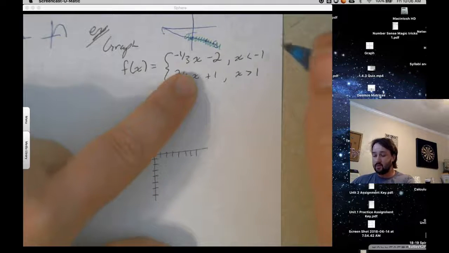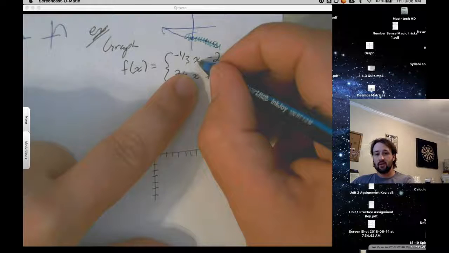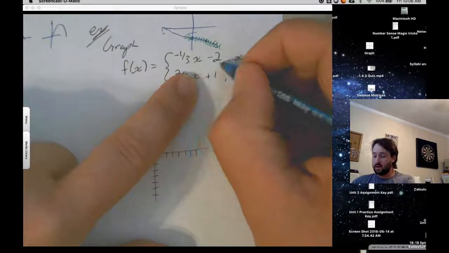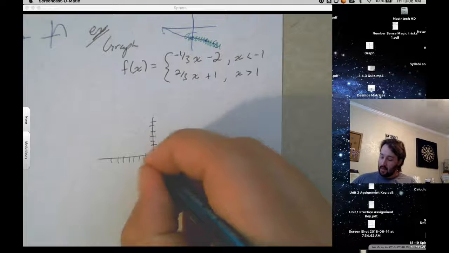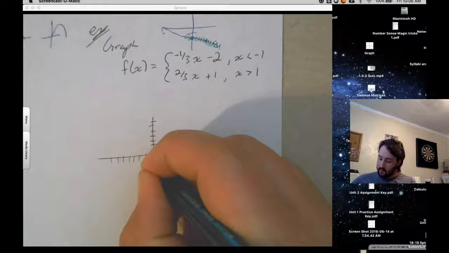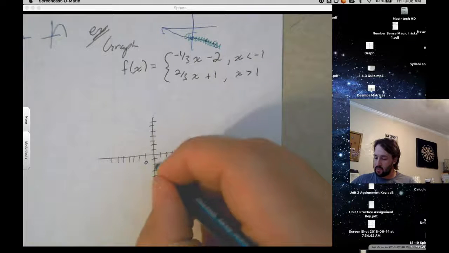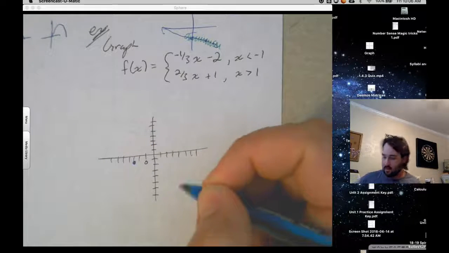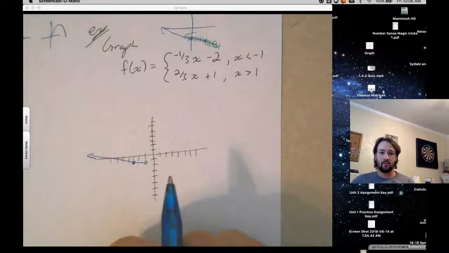What I like to do to figure out the y value for this point at negative 1 is actually plug in negative 1. So if I do negative 1/3 times negative 1, that's positive 1/3, minus 2 is negative 1 2/3. So at negative 1, I'd be at negative 1 2/3. You could also use the slope. Going from negative 2, down 1 over 3, I would go up 1 over 3, so I would be going to that point right there. So I would draw the best line I could going out that direction.